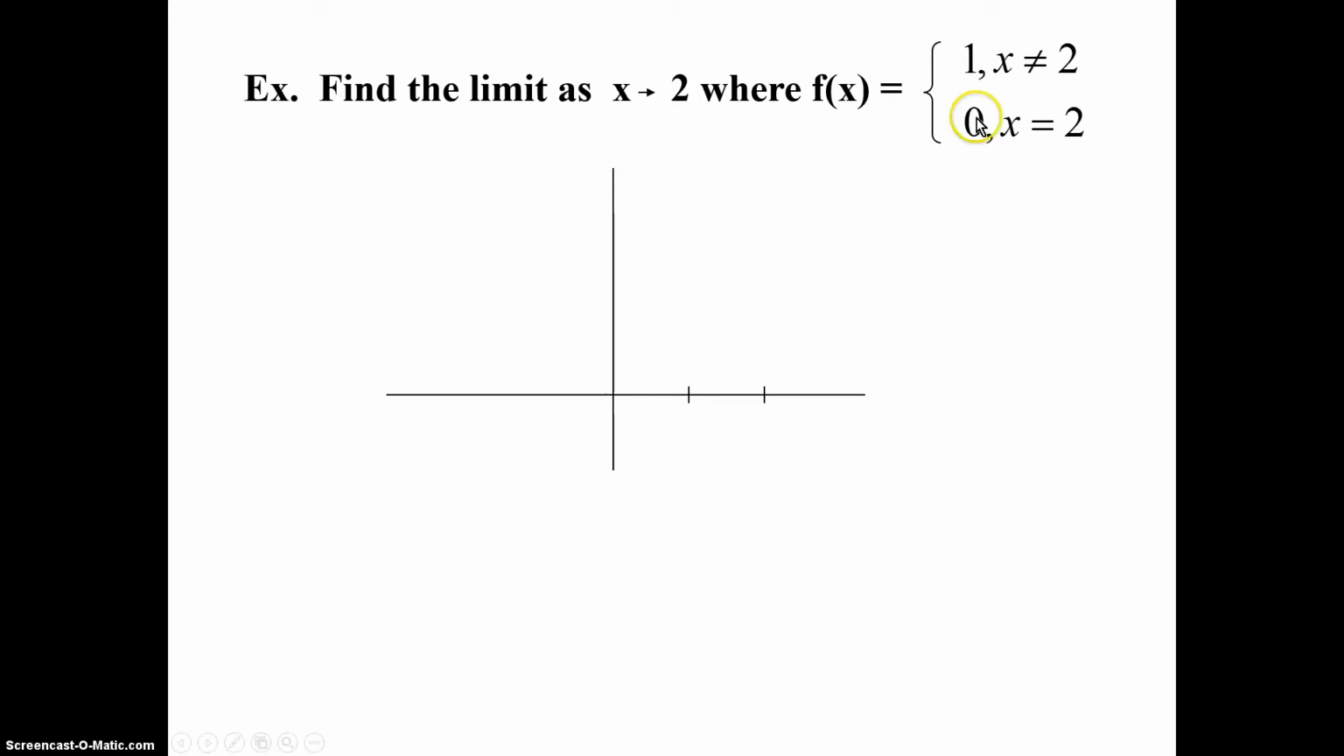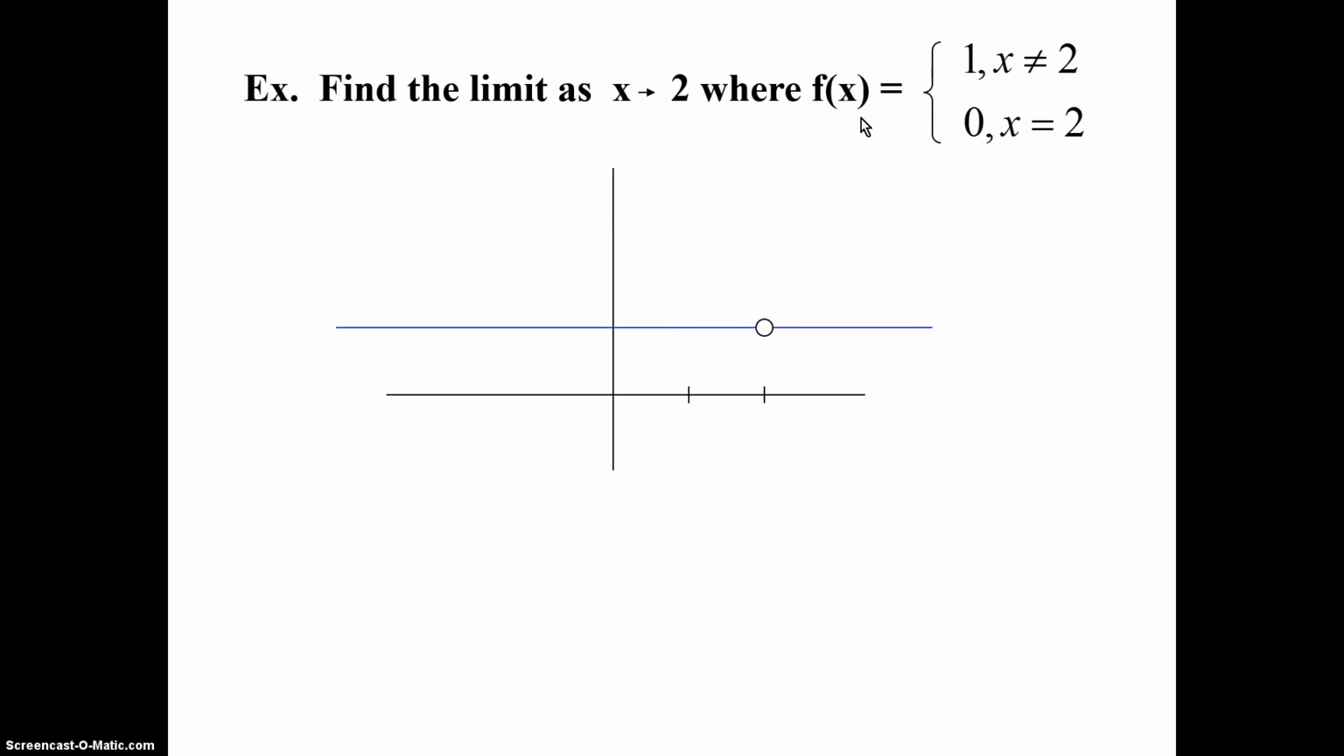This was a piecewise function, and it says find the limit as x approaches 2. The first part of the function says your f of x is equal to 1, where x cannot equal 2. So in other words, you have a horizontal line going through y equals 1, and you're going to have an open circle at x equals 2 because you don't want the line or your function to go through that value.